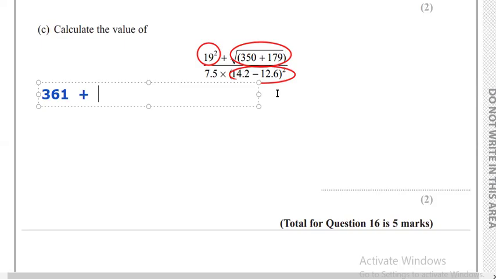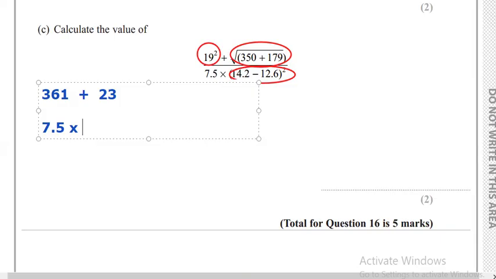I can put square root of 350 plus 179, like this. And it will give me 23. So here I'll put 23. And then down here, I have 7.5 times, and then I have a bracket. This bracket has 14.2 minus 12.6, and then close bracket and square it. So 14.2 minus 12.6 all squared. This gives me 2.56.